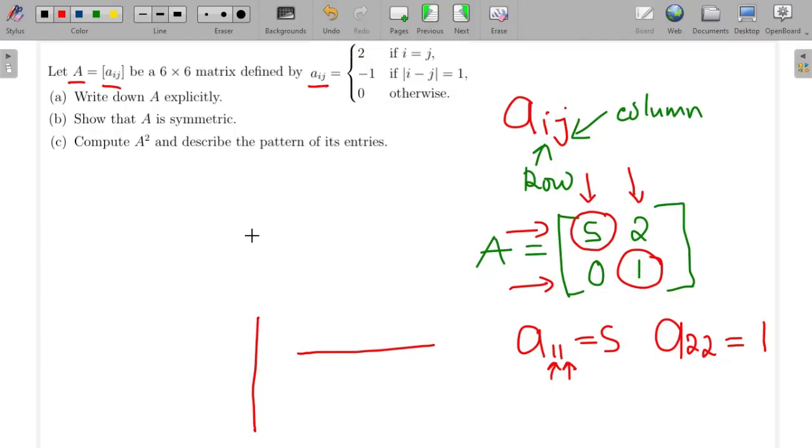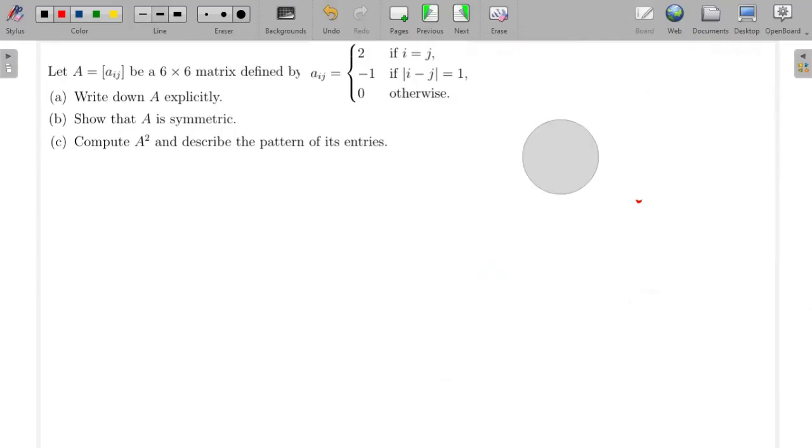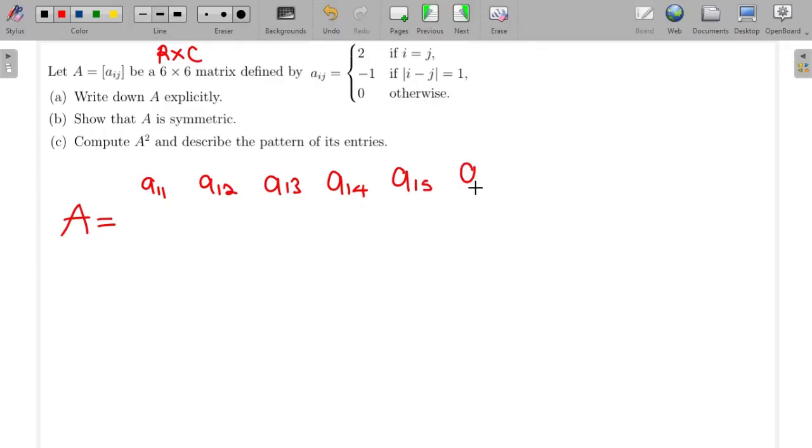Now here we've been given a piecewise function that will help us determine a certain entry in this 6 by 6 matrix. Let's first write a 6 by 6 matrix and see how it's going to look. A 6 by 6 matrix simply means we have 6 rows and 6 columns. So I'm going to say matrix A is equal to, and I write A11, A12, A13, A14, A15, and then A16. So I now have 6 columns there.